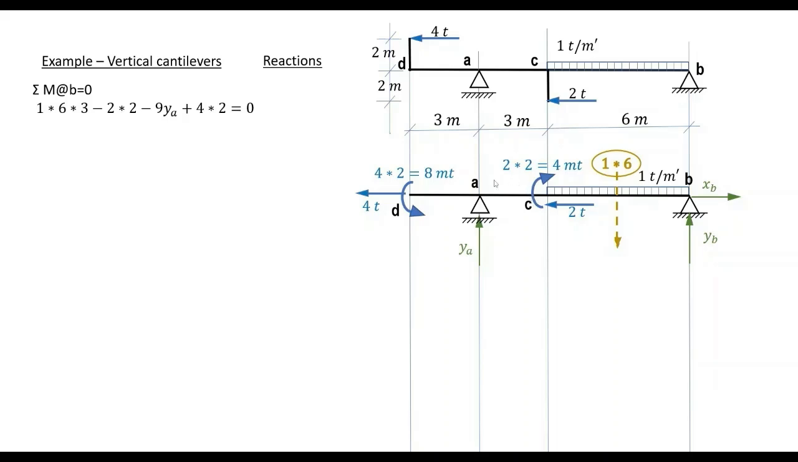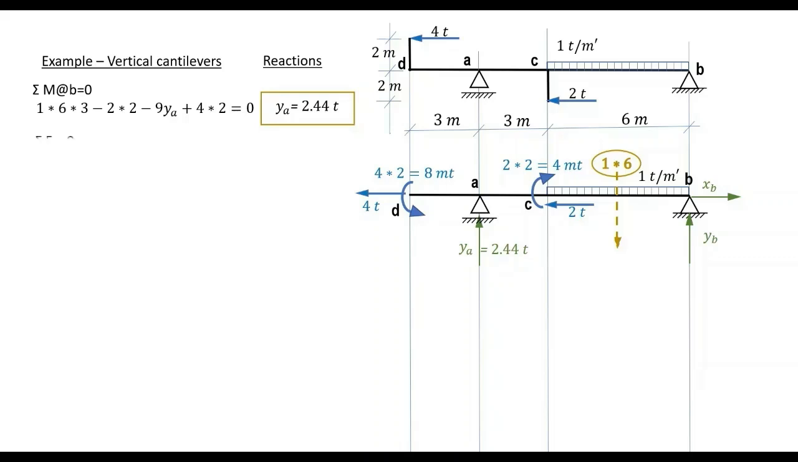So we have minus 2 by 2 minus YA by the arm AB 9 plus 4 by 2, which is this 8 meter tons. This gives a reaction YA equals 2.44 tons.